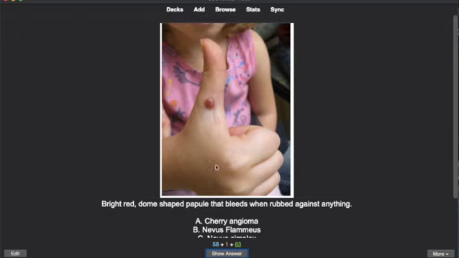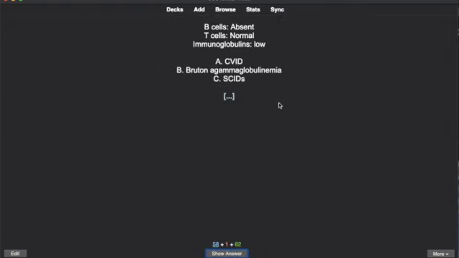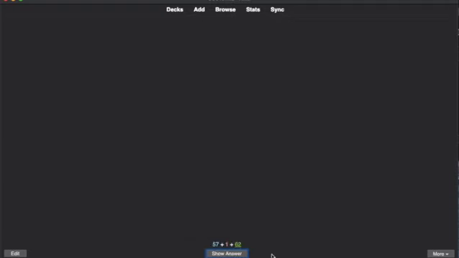Okay, kid presenting with this. What is that? Bright red dome-shaped papule that bleeds when rubbed against anything. Pyogenic granuloma. Yes. Multiple choice. Make a bunch of these. This is really easy. I'll never see that again. Okay, B cells are absent. T cells are normal. Immunoglobulins are low. I'm going to say this is B. Yes. Bruton's agammaglobulinemia.